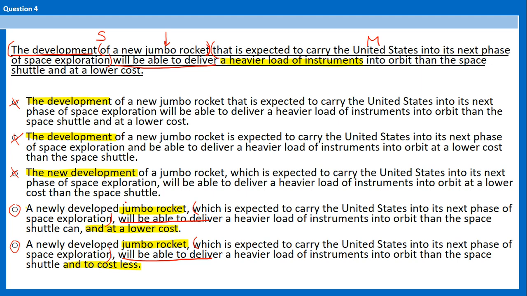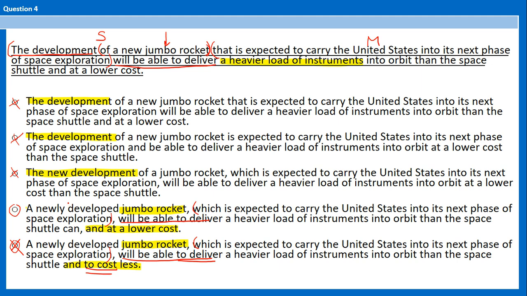Now, number 4 says that the jumbo rocket will be able to deliver instruments and at a lower cost, versus number 5 that says that the jumbo rocket will be able to deliver and to cost. Okay? Number 5 is wrong because it is telling you that the rocket will be able to deliver and will be able to cost. However, the rocket cannot be able to cost less because that's not an ability of an object. An object cannot have the ability to cost. Okay?